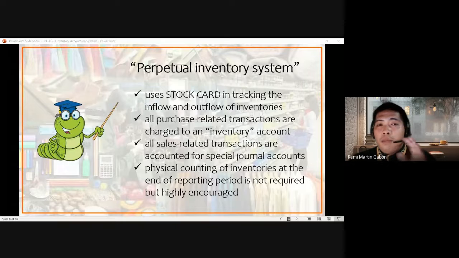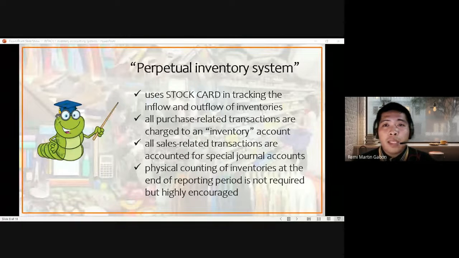Okay? Periodic do not use stock card. Wala yung stock card. And in the entry, you can determine if it is perpetual if the debit for purchases is already inventories. For example, merchandise inventories. So therefore, in order for you to determine kung if the entry is related to a purchase, you will look into the description ng journal entry.